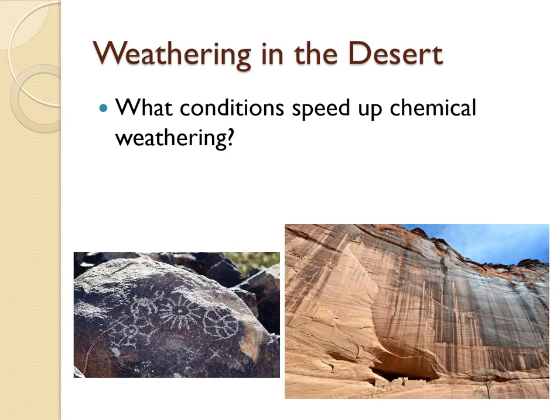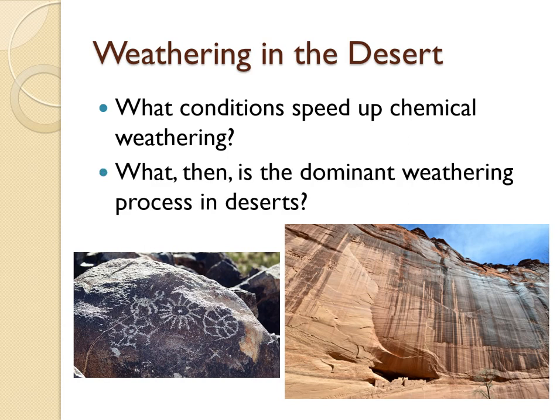So if we look at weathering processes really quick, here's an important question. What are the conditions that speed up chemical weathering? Well, chemical weathering occurs the fastest when it's warm and it's humid or wet. So in a desert, it's going to happen really, really slowly. That means our dominant weathering process is going to be physical weathering. But we do get some interesting examples of chemical weathering in the desert.